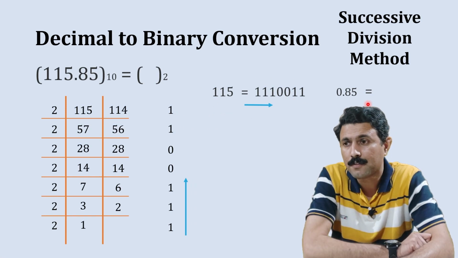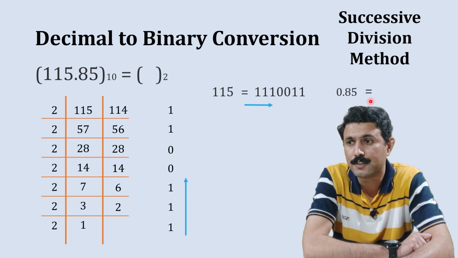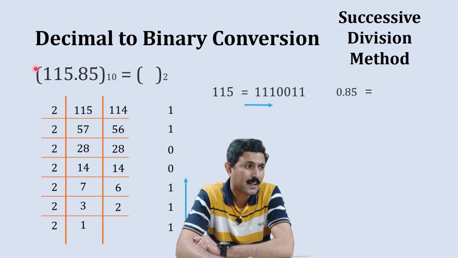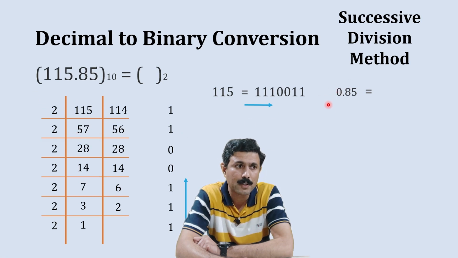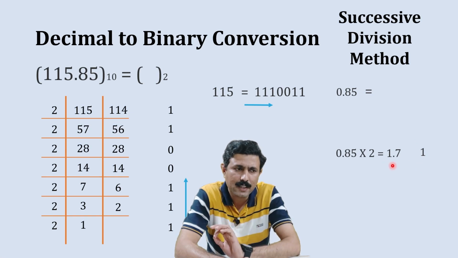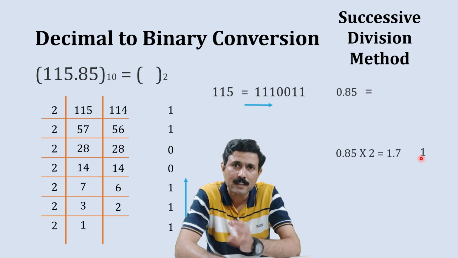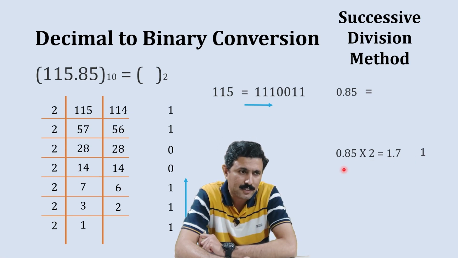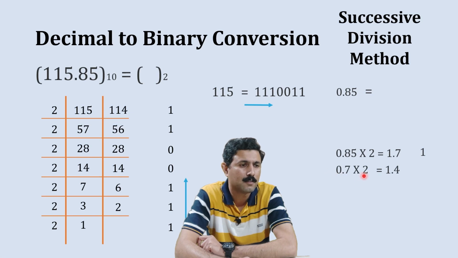And now it's time for the right hand side part, 0.85. For the left hand side you need to divide the number by 2, and for the right hand side, the fractional number, you need to multiply it by 2. So 0.85 needs to be multiplied by 2, so it gives us 1.7. Before the point there is 1, so you should write 1 over here. Just simply understand that you are taking away 1 from this 1.7. So what will remain? It is 0.7. So in the next step you need to multiply 0.7 by 2.